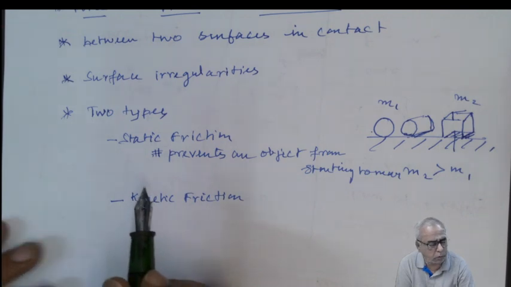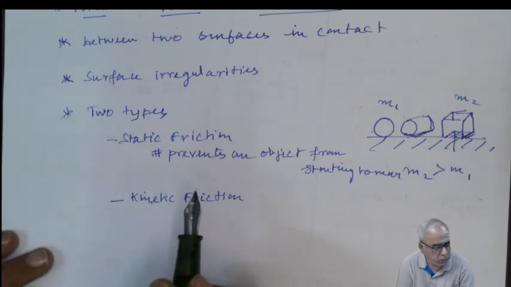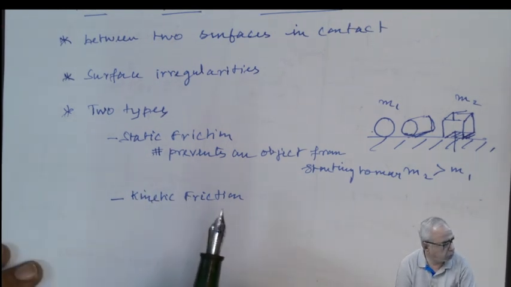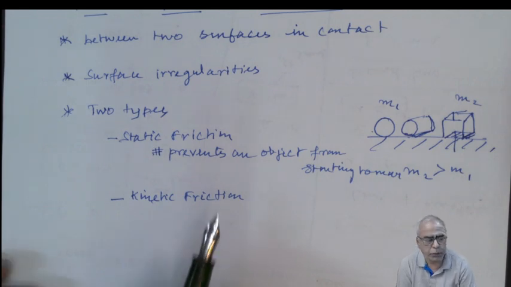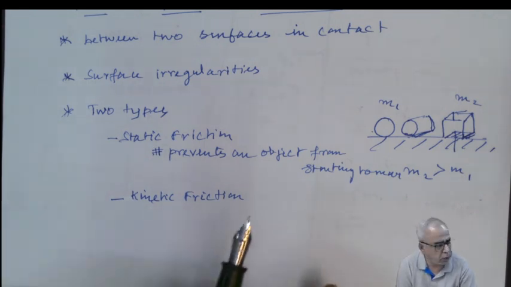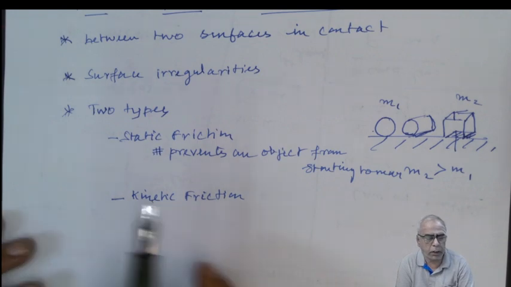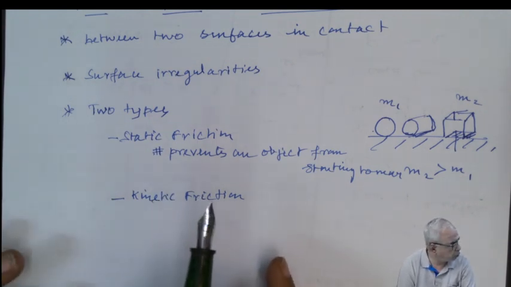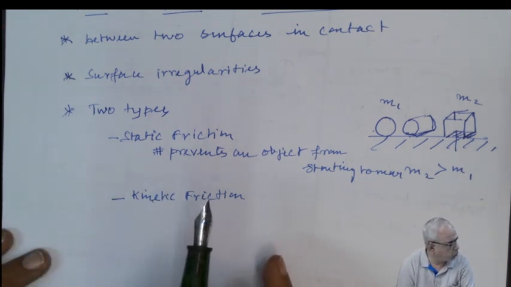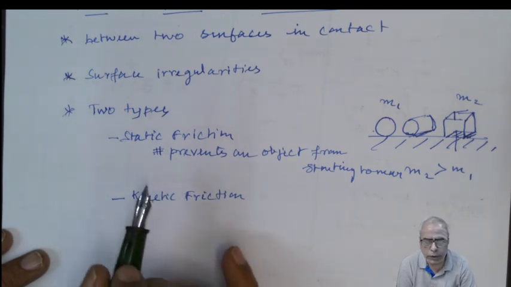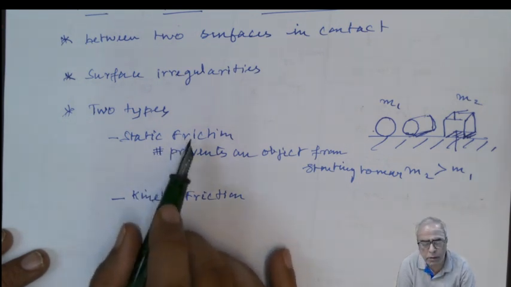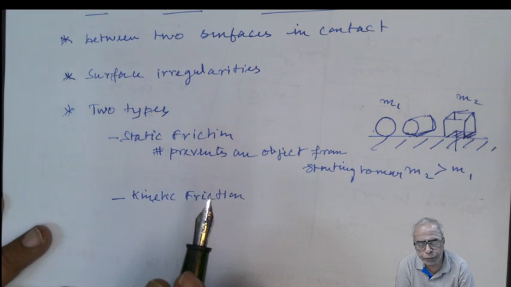For example, you have parked a car. We will try to push. Initially it will not move by pushing by a single person. But when a gang of people try to push, it has the tendency to move. So till then you can experience this static friction.